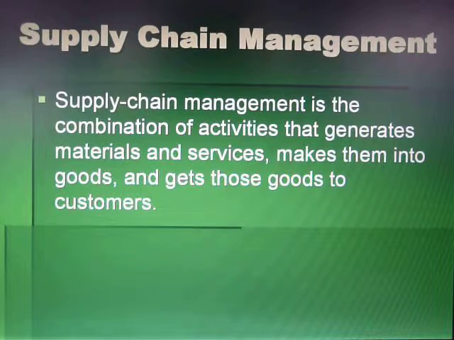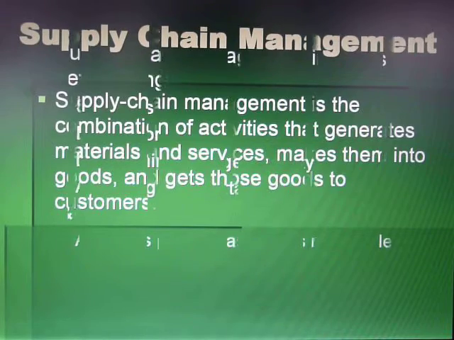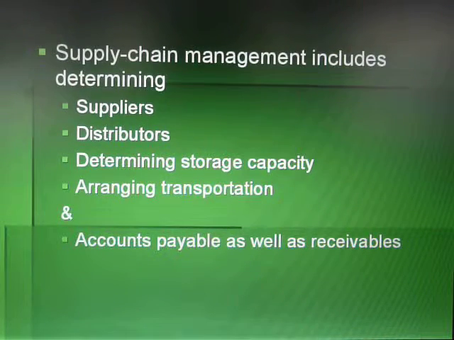Supply chain management is the combination of activities that generates materials and services, makes them into goods, and gets those goods to customers. Supply chain management includes determining suppliers, distributors, determining storage capacity, arranging transportation, and accounts payable as well as accounts receivable.